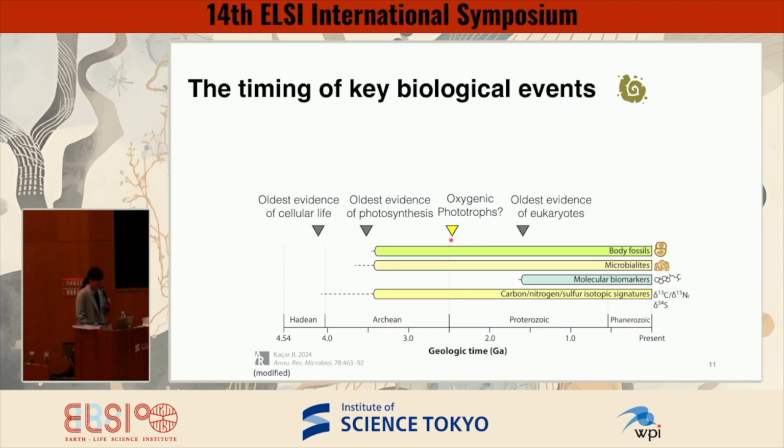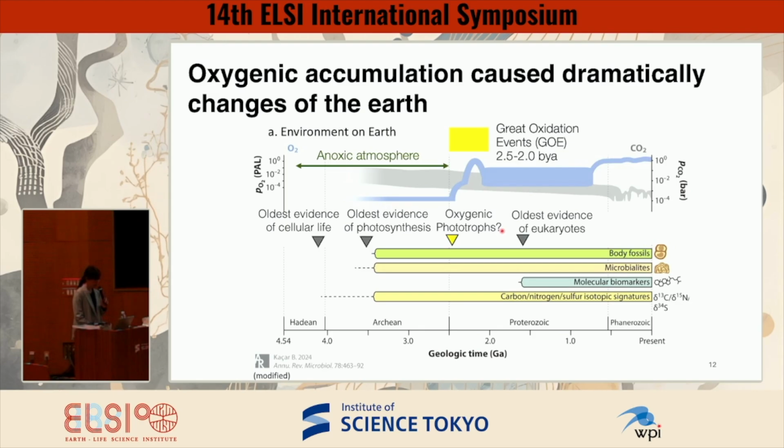Before eukaryotes, oxygenic phototrophs are thought to have evolved. The blue line shows the oxygen concentration on Earth. The Earth was first surrounded by an anoxic atmosphere with no oxygen. But after oxygenic phototrophs appeared, oxygen started to accumulate on Earth. This changed the atmosphere from anoxic to oxic and led to the diversification of organisms, including eukaryotes.